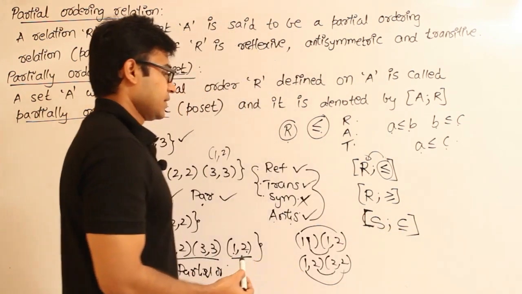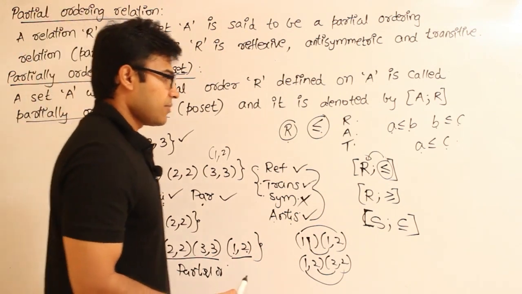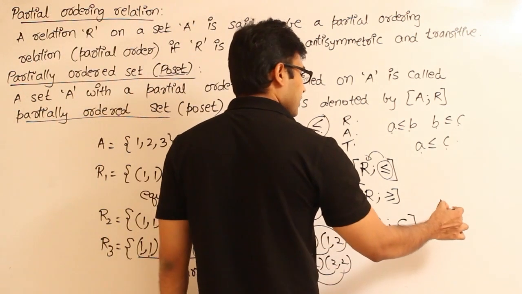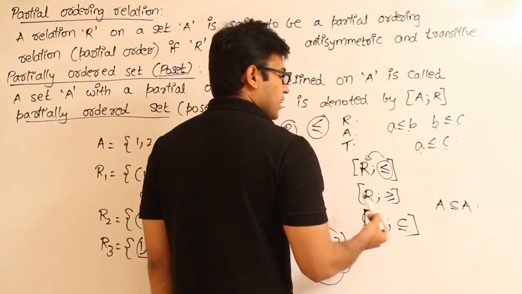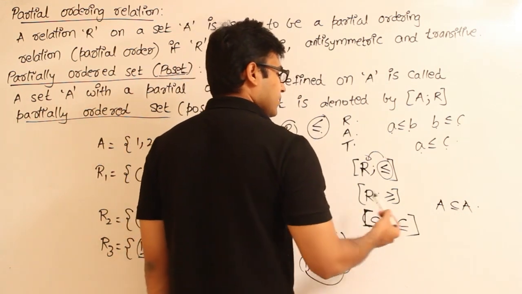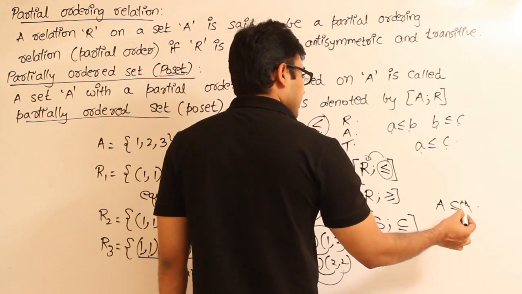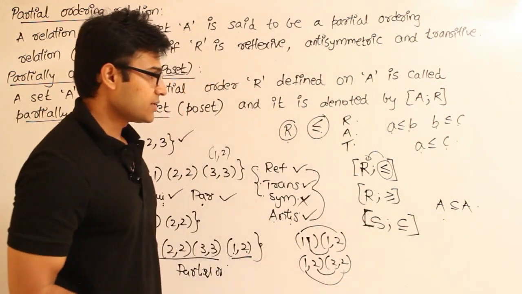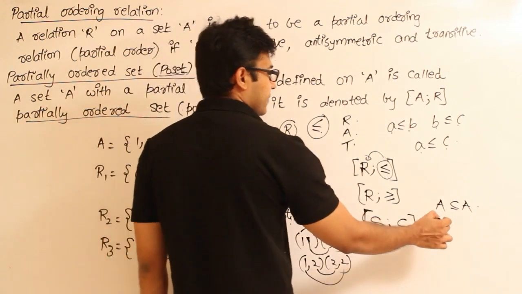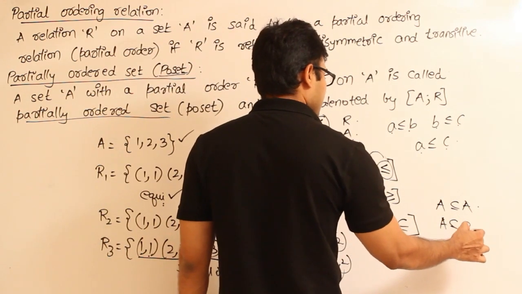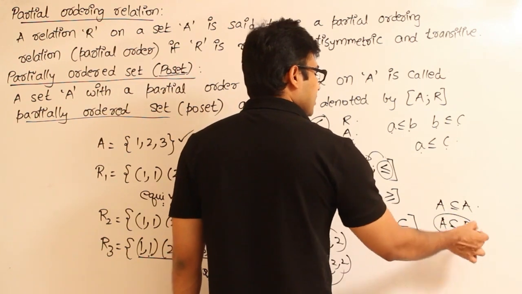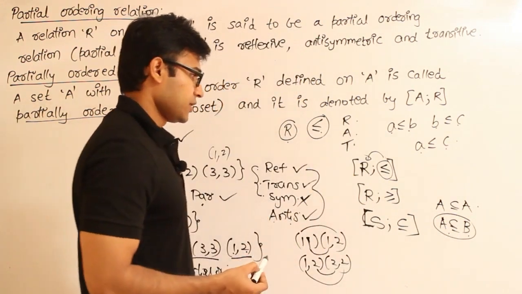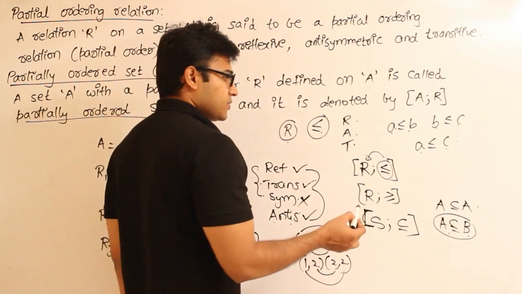a poset. The reason is, if you have a set capital A, it is definitely a subset of itself, therefore it is reflexive. And then it is antisymmetric, because if A is a subset of B, then B cannot be a subset of A unless A equals B, therefore it is antisymmetric. And then it is transitive as well.